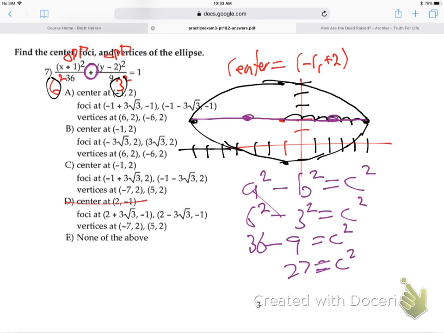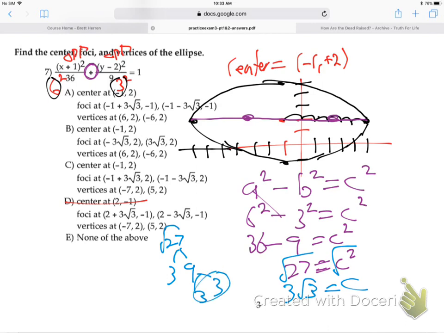Good to there. And then we root it. That turns out to be 3 root 3. You guys okay with that? Square root of 27, you know, 3 times 9. And that's 3 times 3. Remember, 2 3's in, sends 1 3 out. The other one stays in. Remember how you do roots from algebra? So 3 root 3.